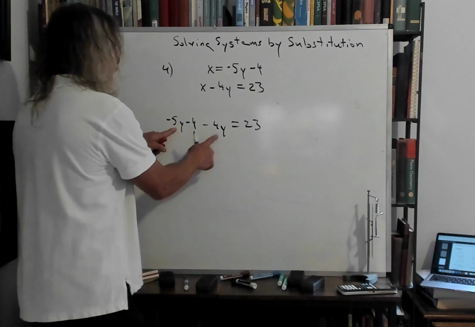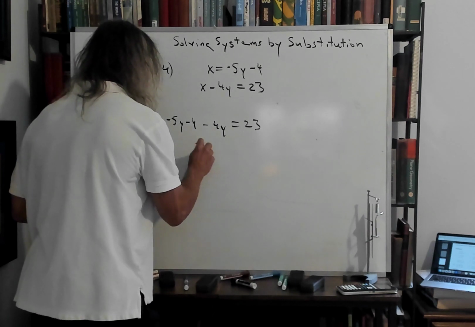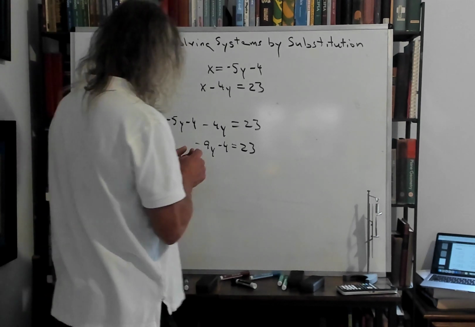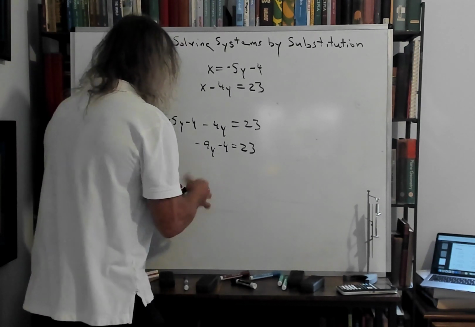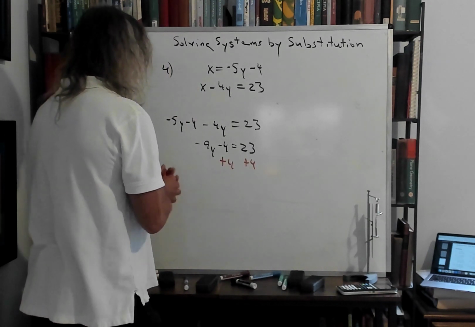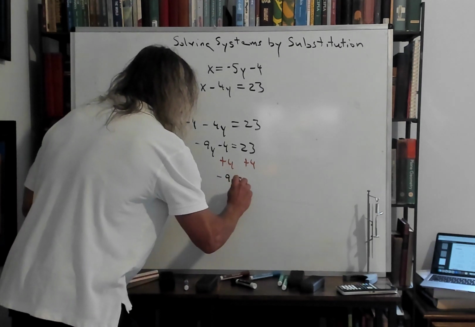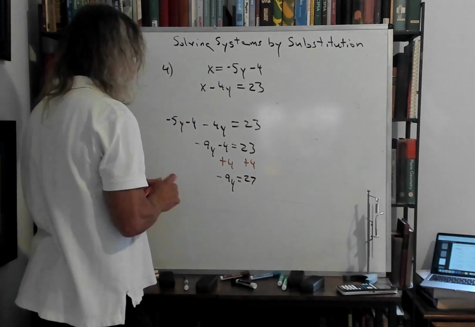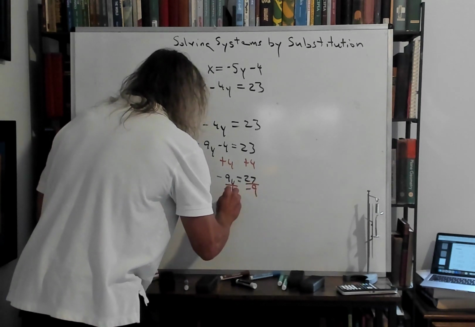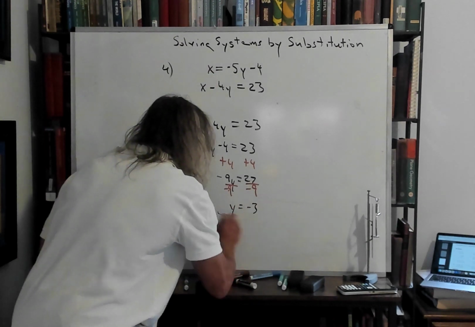Negative 5 of something minus 4, if the temperature is negative 5 and it goes down 4, decreased by 4, negative 9. Then add 4. Then 23 and 4 is 27. Divided by negative 9. Y is negative 3. Bam.